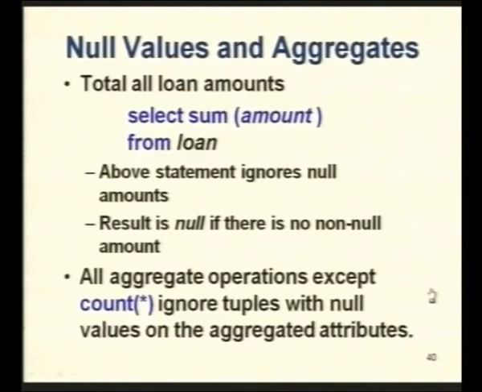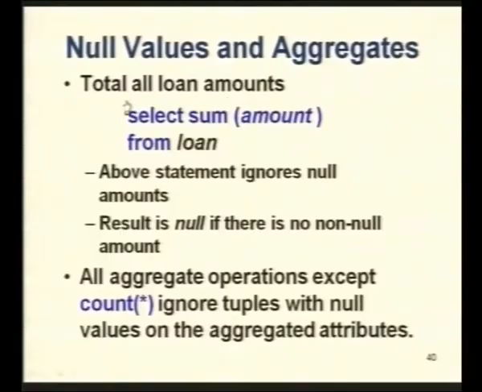Null values and aggregates. Now, how does a null value affect the aggregate? You know that we do average, we do group by, basically average, sum and so on. For example, total all amounts: select sum of amount from loan. The above statement ignores the null amounts. The result is null if there is no non-null amount. All aggregate operations except count ignore tuples with null values. Only in count, if the null value is also there, it is counted.